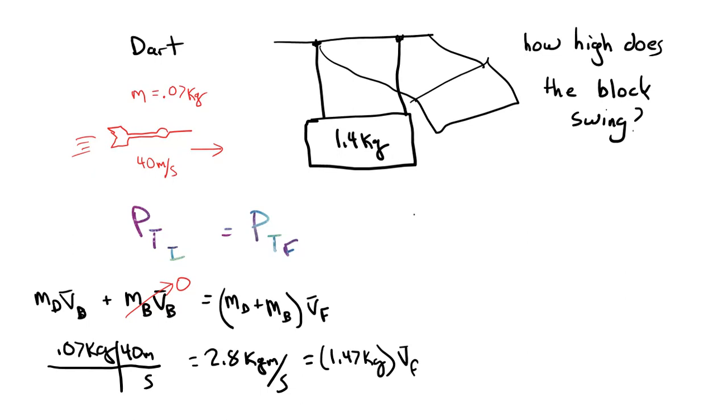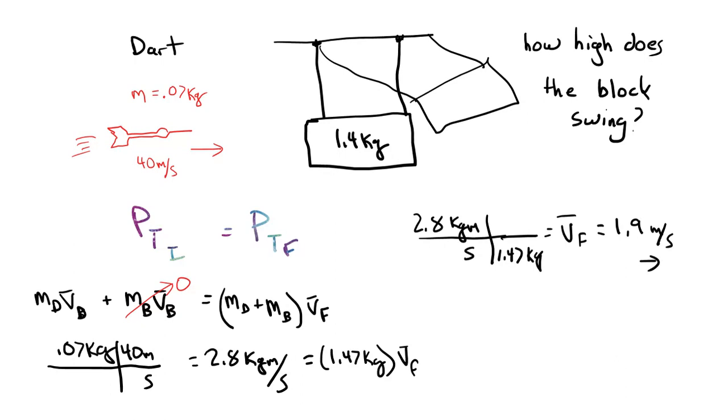And let's see, we are going to have 2.8 kilogram meters per second divided by 1.47 kilograms, and I will get the velocity after the collision. So that's going to equal the final velocity, and that is going to be 2.8 divided by 1.47. This new velocity is going to be much less, 1.9 meters per second. And that's going to be to the right because the initial momentum was to the right, and the final momentum has to be to the right.